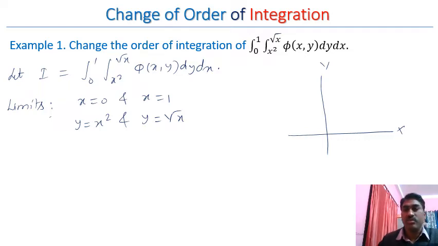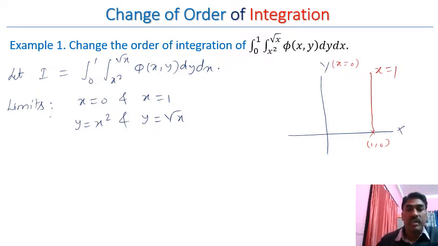What is x is equal to 0? X is equal to 0 is the y-axis, and take a point 1 comma 0 and draw a line parallel to the y-axis. So this is the line x is equal to 1. Our region is bounded between these two lines. Now take the benefit of the other curves.